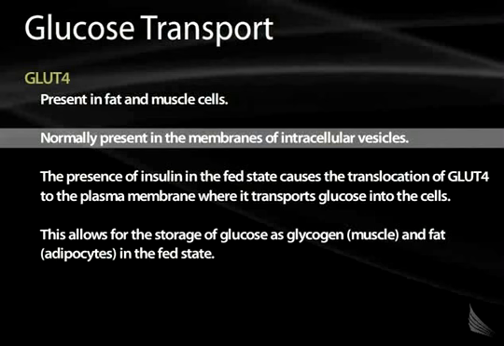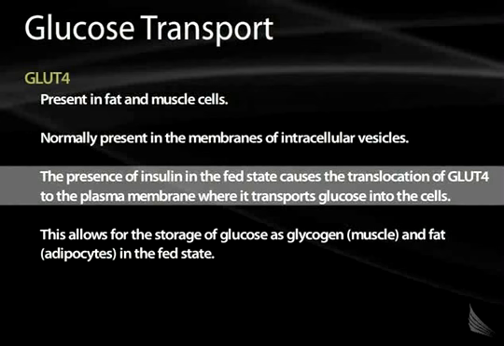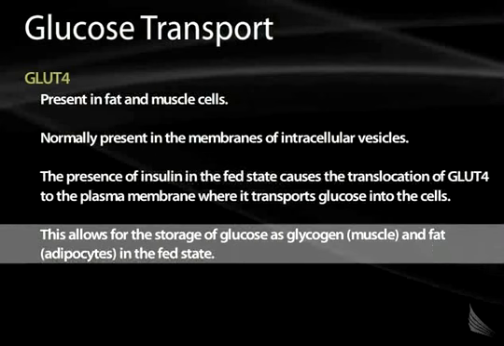But this particular receptor is responsive to insulin. In the presence of insulin in the fed state, there's translocation of this transporter to the plasma membrane. The vesicles fuse with the plasma membrane and allow GLUT4 now to be expressed on the surface of these cells. This allows then excess transport of glucose into fat cells and into muscle cells in the fed state, so that it can be stored then as glycogen in muscle and fat in the adipocytes in the fed state.